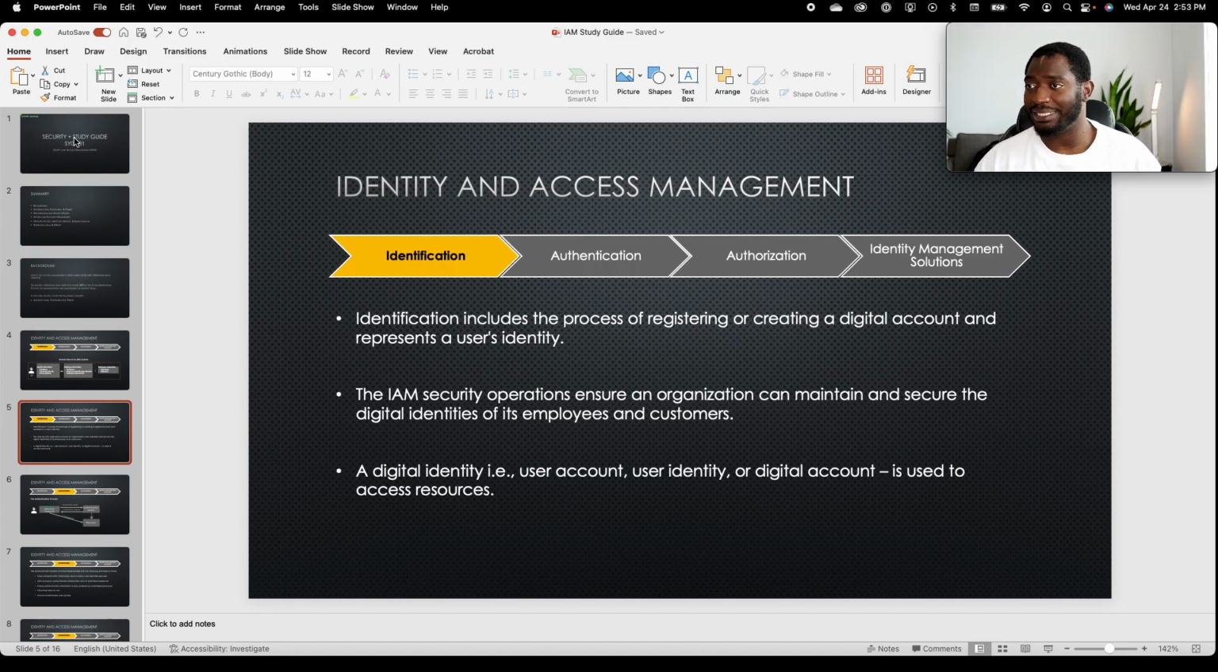And these digital identities may apply to you as an employee or it may apply to you as a customer. Either way, an organization has to employ a strategy to maintain the security of these digital identities. You may hear a digital identity referred to as a user account, a user identity, or a digital account. These are synonyms of the same sort of word, right? It's just representing who you are in a digital platform or in a digital way.